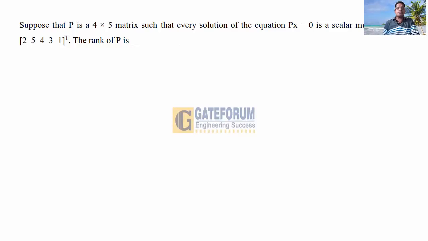This question is from engineering mathematics, from the topic linear algebra, subtopic solutions, that is homogeneous, non-homogeneous equations, and then linearly independent solutions, etc. Solution: P is a 4 cross 5 matrix.